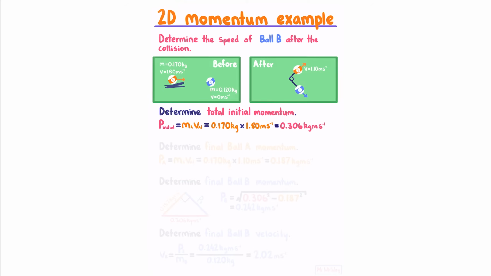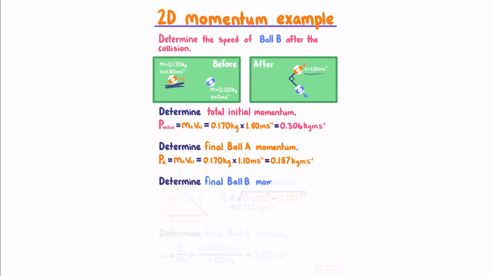Since we know the velocity of ball A afterwards, we can find its momentum afterwards using the same process as above, but with the final velocity, which gives us 0.187 kilogram meters per second. Now, to determine the final ball B momentum, we can draw a vector triangle. What this triangle is saying is that the momentum before, which is just this vector here, is equal to the final momentum, which is the ball A final momentum plus the ball B final momentum.